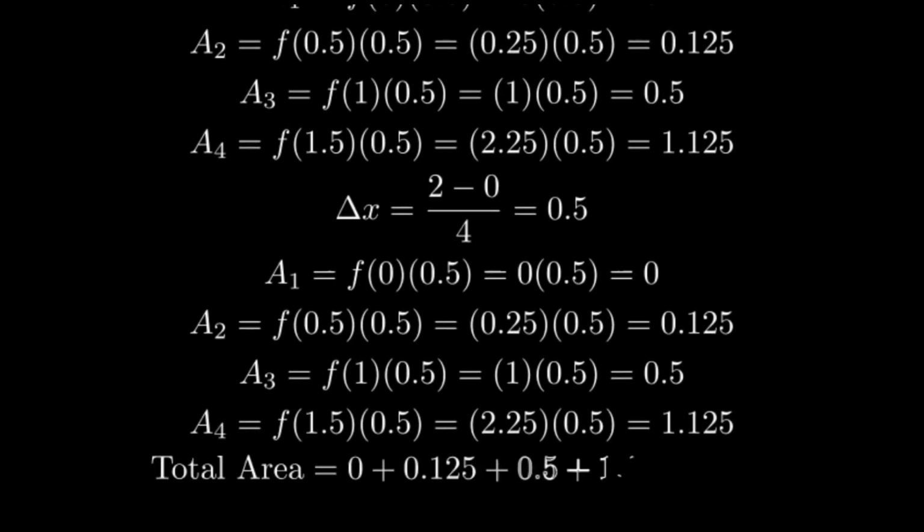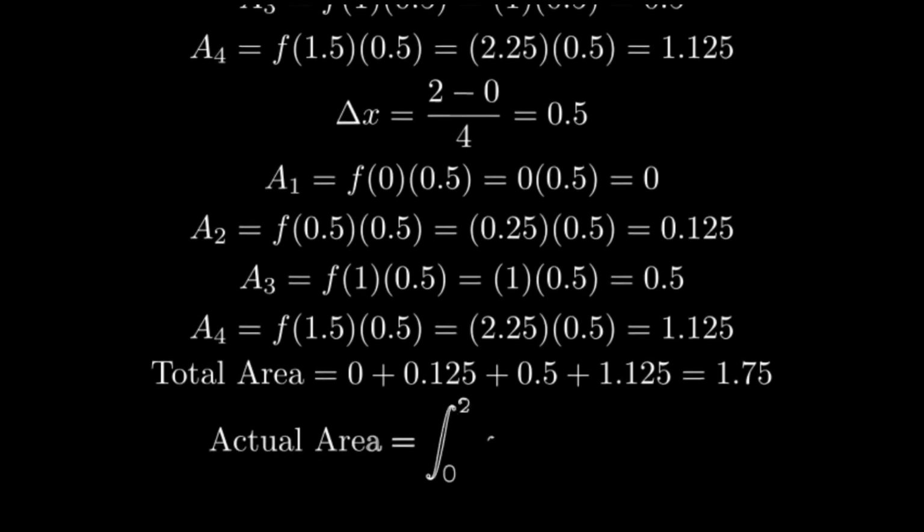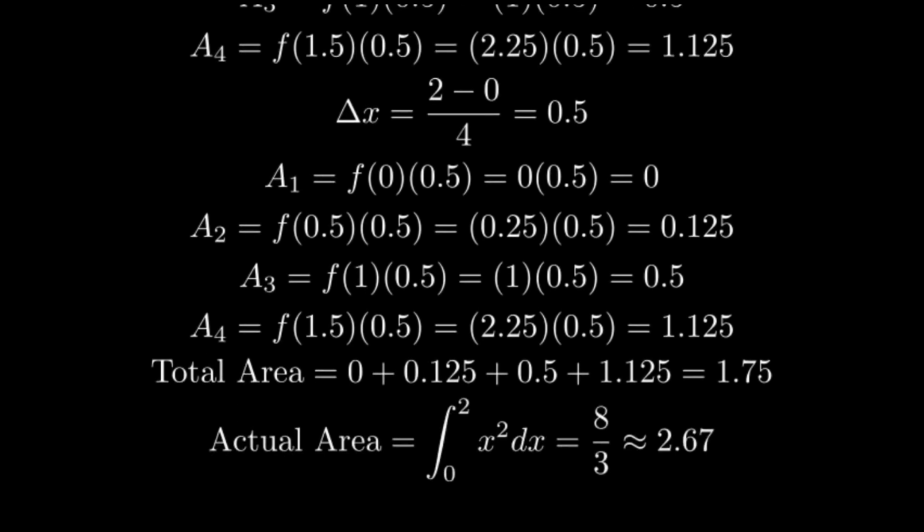Adding these areas up, we get a total of 1.75 square units. The actual area, which we can find using integration, is 8/3, or approximately 2.67 square units. We can improve our approximation by using more rectangles. As we increase the number of rectangles, our approximation gets closer and closer to the actual area.